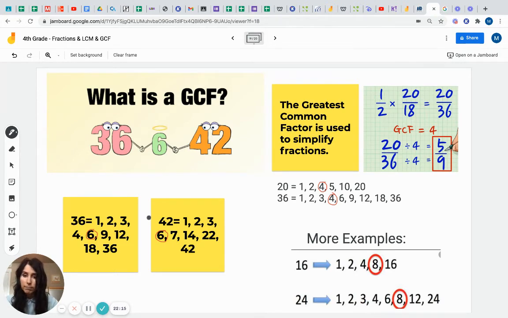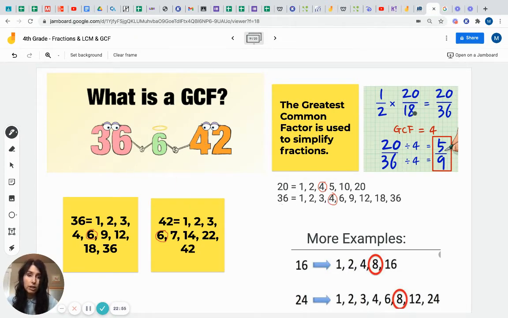So I look at these and we want to find the greatest one that's in common. I notice it has the 1s, but that's not the greatest or the largest. They also have 2s, but that's not the greatest. They also have 3s, but that's not the greatest. This one has a 4, this one doesn't, but I notice they both have 6s, and it's the greatest number out of those. So I would choose 6. And I would use that to simplify a fraction if I had maybe 36/42, and I needed to simplify that to a smaller number. I would use this to simplify that.